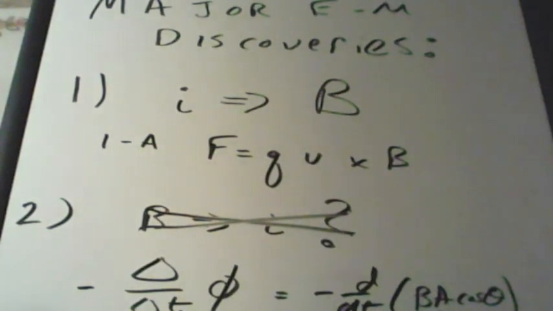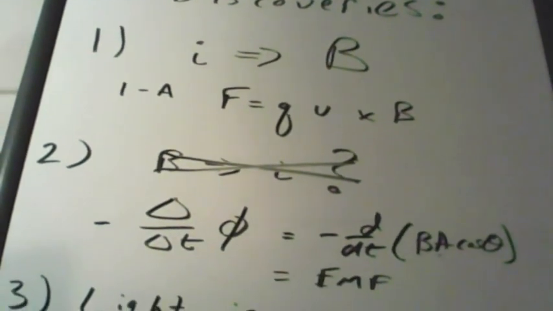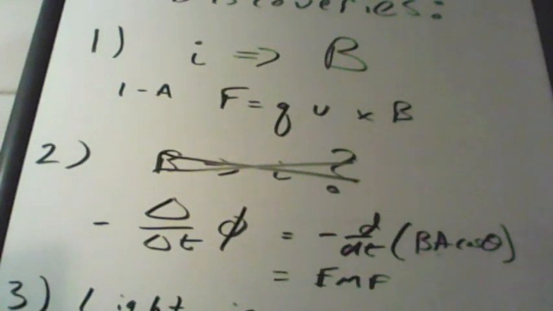So a couple of really important practical discoveries. The final big discovery, number 3, is this: light is an electromagnetic wave. And so over the next video or so, I want to try and describe how we make this connection.